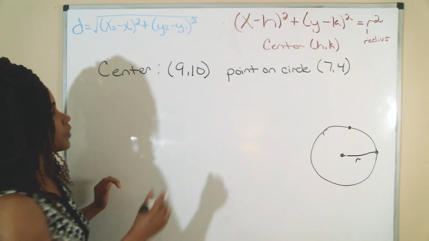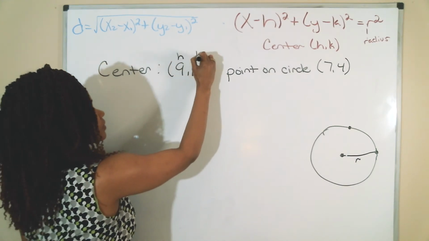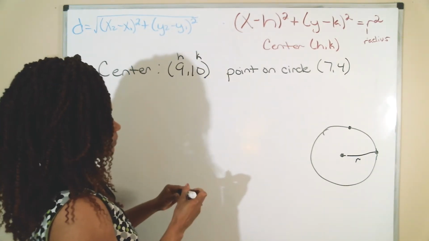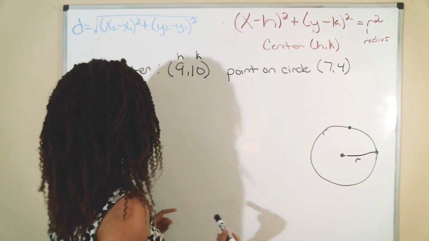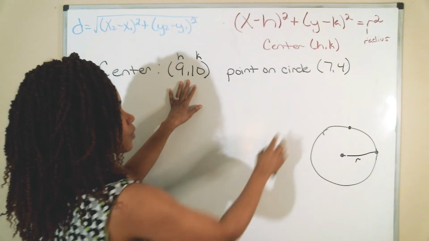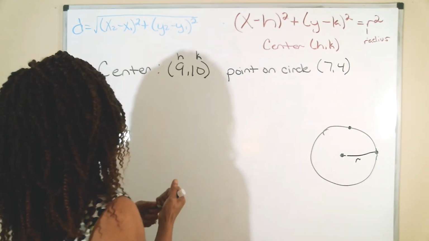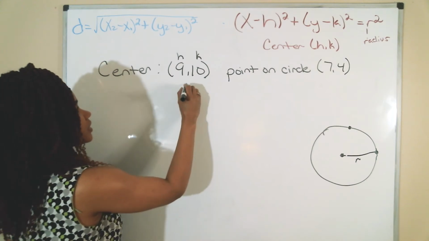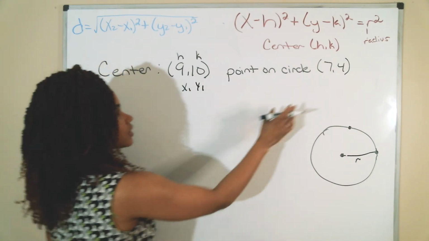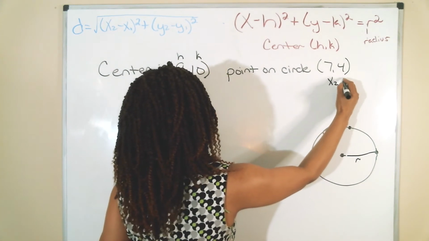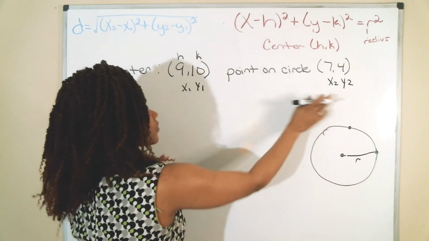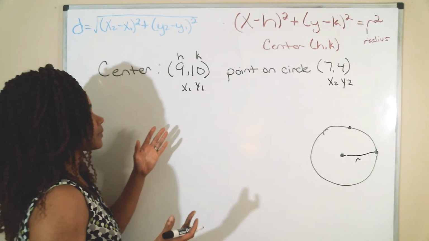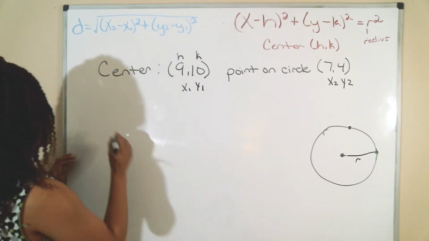So I'm going to label HK, of course, but with the distance formula, I'm also going to label it X1, Y1, and X2, Y2. I'll use the same color. All right. So first ordered pair, X1, Y1, and X2, Y2. And it doesn't matter which one you label, you're going to end up getting the same distance. All right. So I'm just going to plug it in.